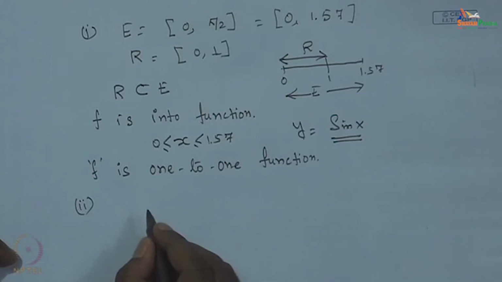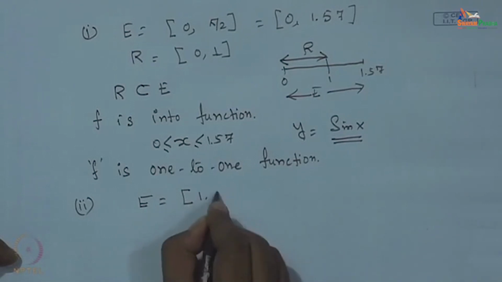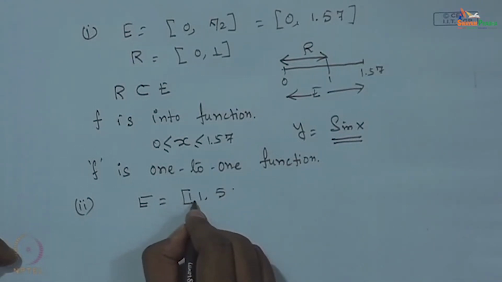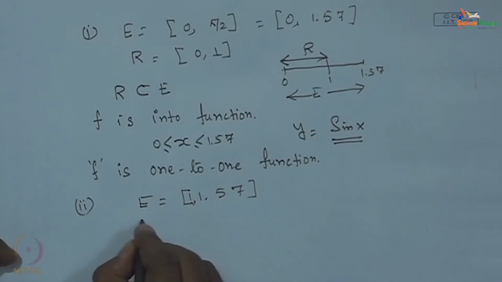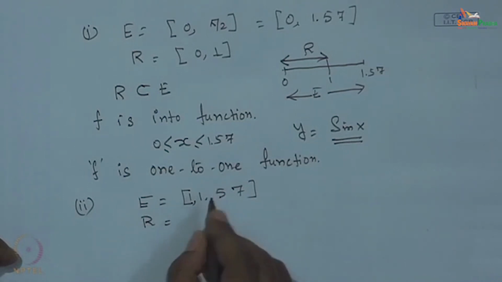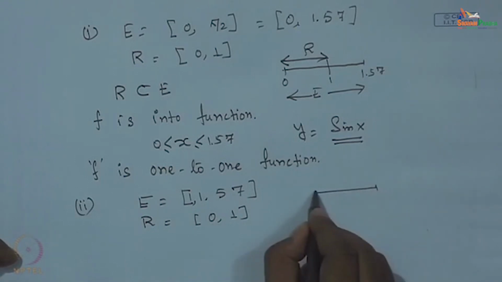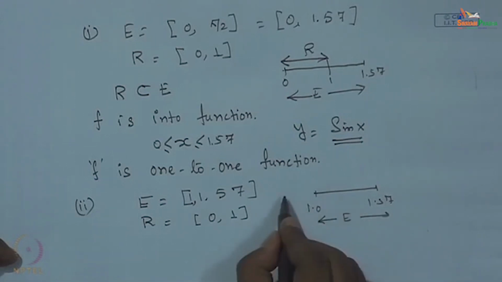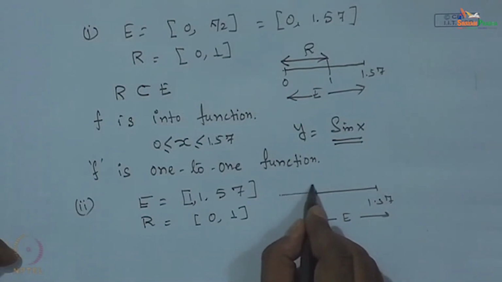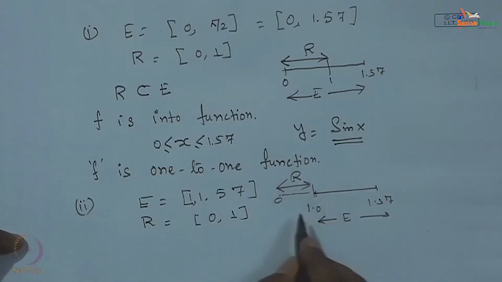Next, we look into part 2. In part 2, your E is basically lying between 1 and 1.57, and the range of y is basically from 0 to 1. So, we cannot say that E is a subset, because this portion, let us say 1 to 1.57, is E, and from 0 to 1 is R. So, we cannot say whether R is a subset of E or not.